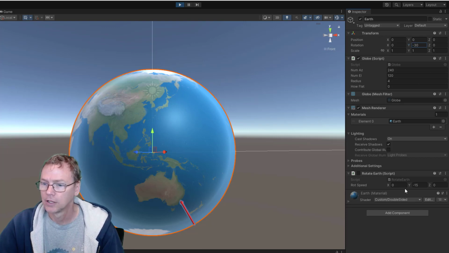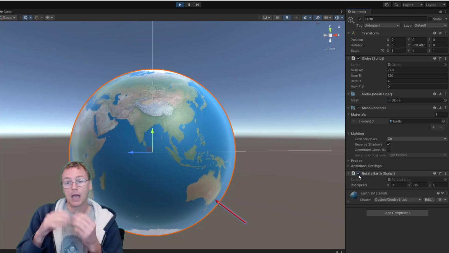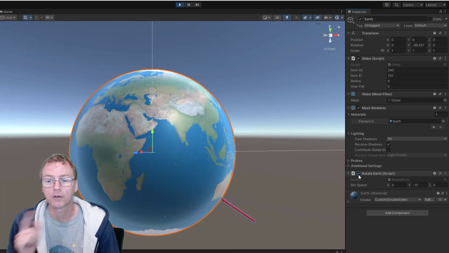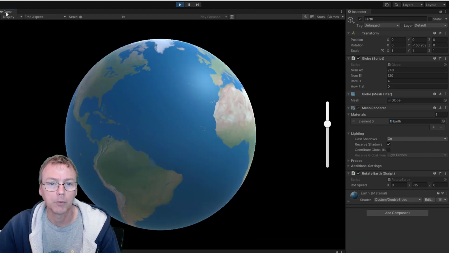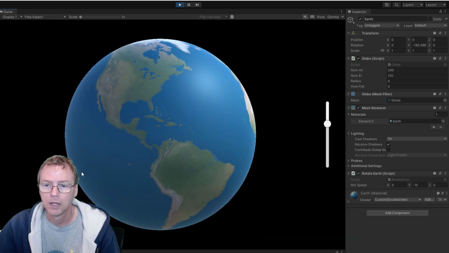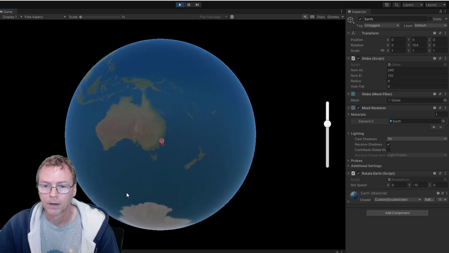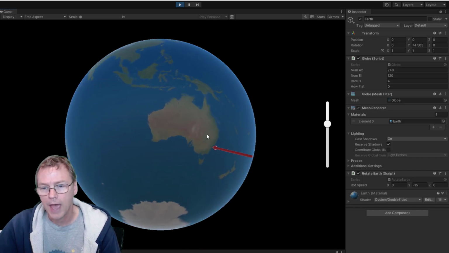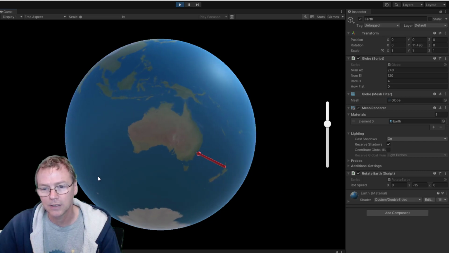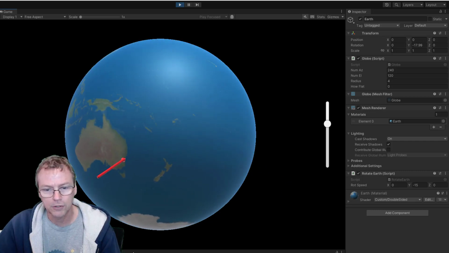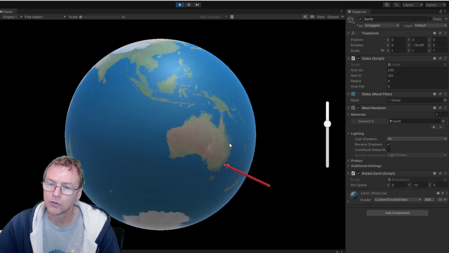In fact, let's just kick off the Earth spinning. Watch what would happen if the Earth spins. What happens to the gravity vector? And we can watch it over here as well. Where is it? There it is. Here comes Australia. That gravity vector remains aligned with the surface while the surface is rotating.